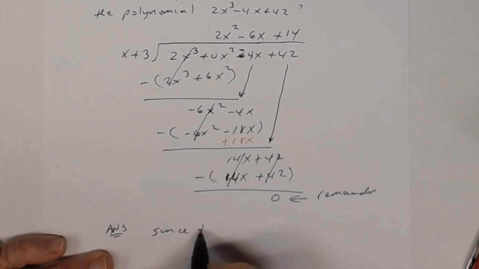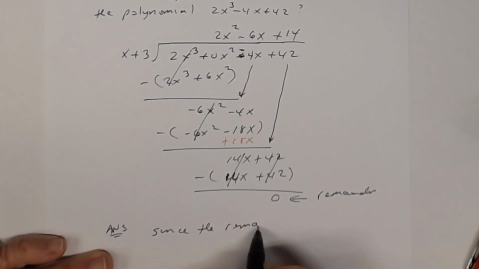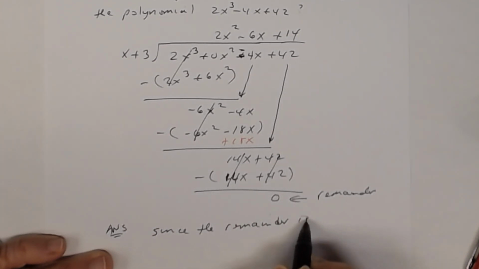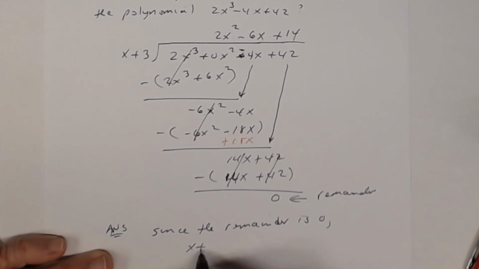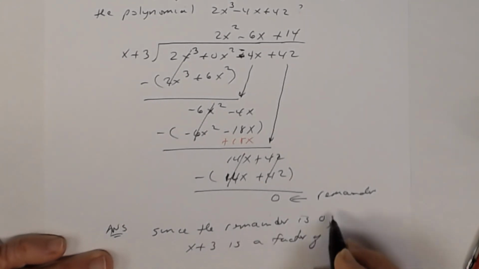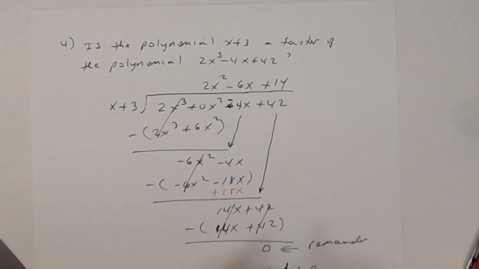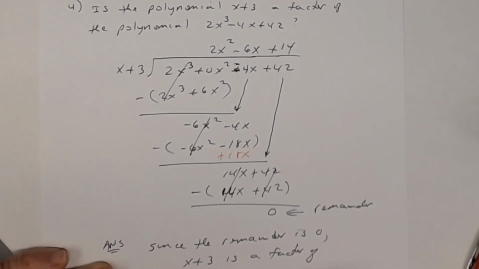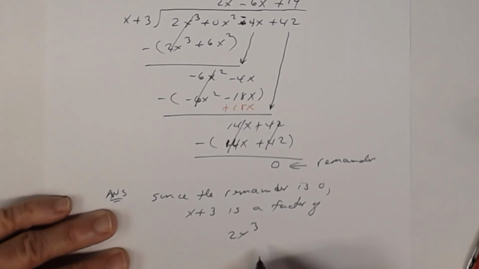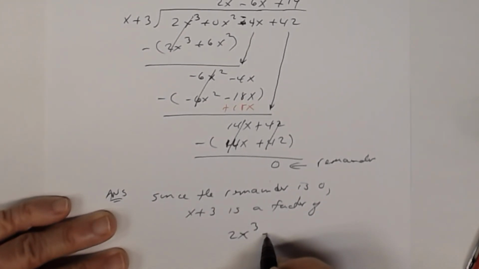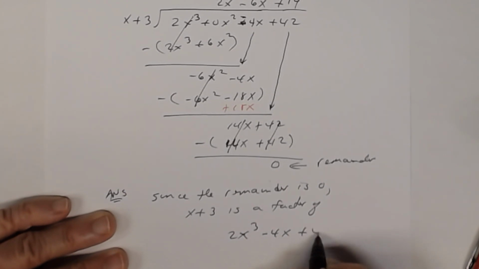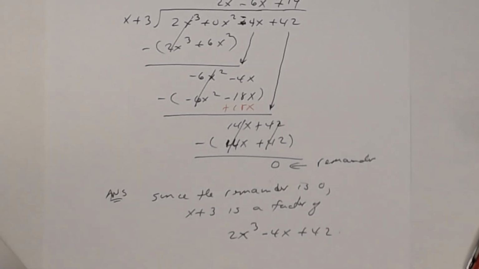Since the remainder is 0, x plus 3 is a factor of this polynomial right here, 2x cubed minus 4x plus 42. All right, and that's what you do.